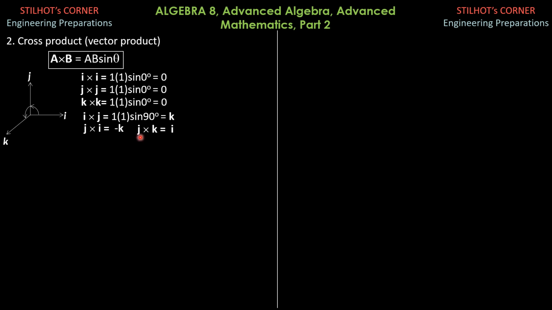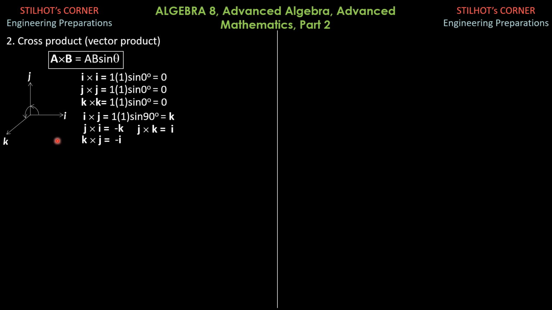It is not commutative because if you begin with k, curl your fingers towards the j, it is pointing towards the negative i direction. So you can verify that with your hands now. Fingers from the k, then curl them towards the j, and your right thumb will be pointing towards the negative i direction. So k cross j is negative i.